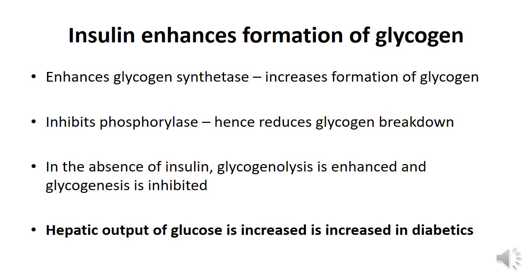Second thing is insulin interferes with glycogenolysis. That means in the absence of insulin, there is increased breakdown of glycogen into glucose. So in diabetics, what happens is there is excessive formation of glucose from glycogen because of increased glycogenolysis. That means the hepatic output of glucose is increased in diabetics because of glycogenolysis.